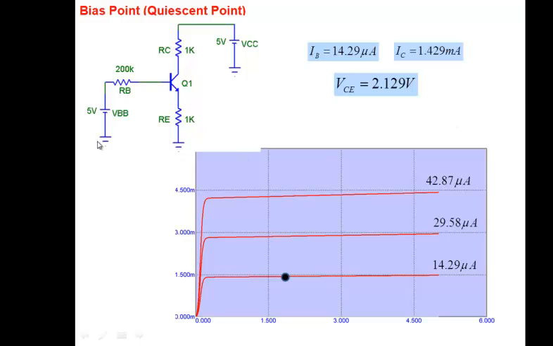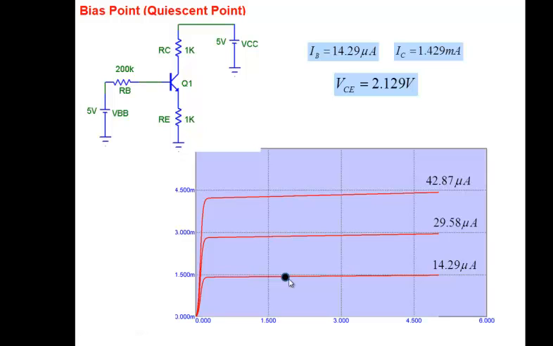Now, if I change, let's say, RC, what will happen to the operating point? Simply, I change RC. I don't change anything else. Where will my operating point go? Where will my transistor go? Where will it shift?